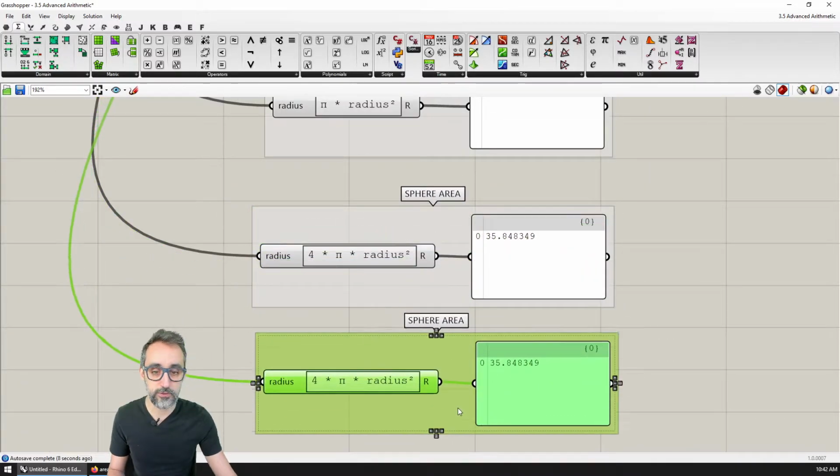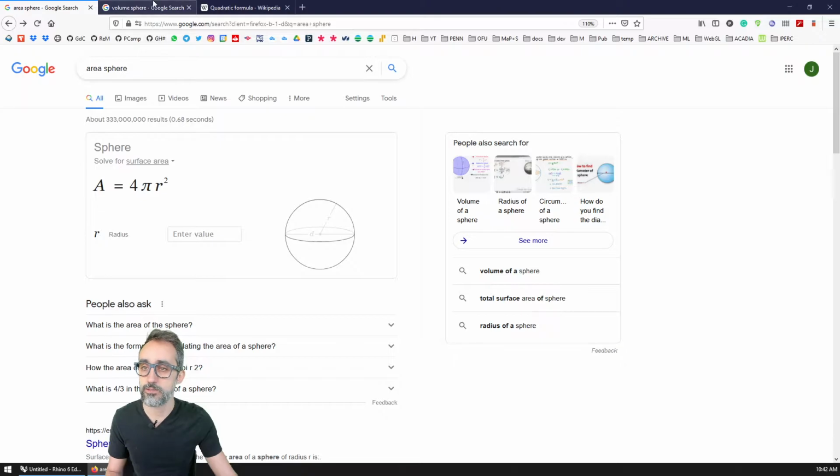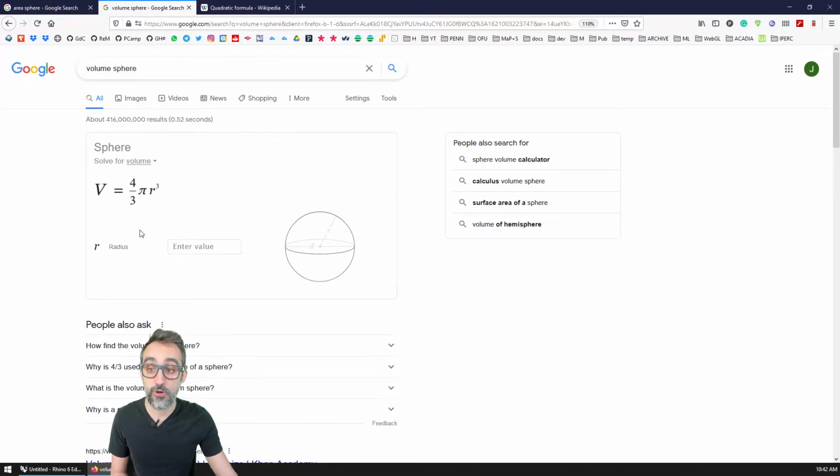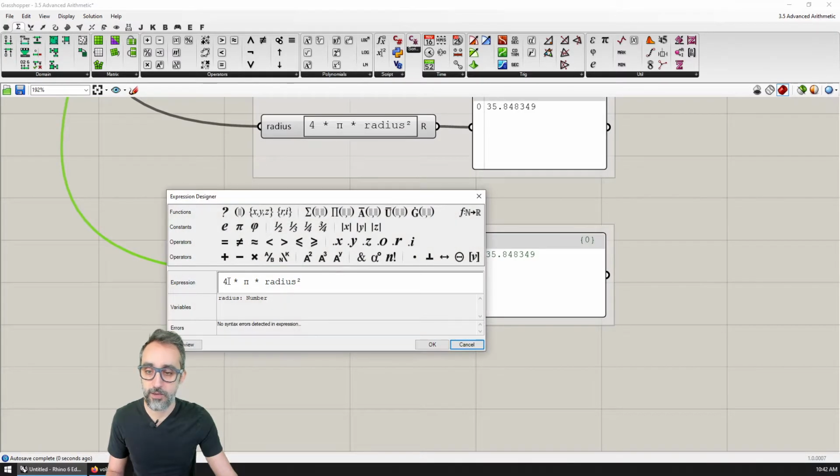What about if we do the volume of a sphere? So let's take a look at how that looks. So the volume of a sphere is 4/3 of pi times radius cubed. So how do I do that? Well, so let's say 4 divided by 3 times pi times radius cubed. Well, I could do radius cubed here, but what if I didn't have this shortcut?